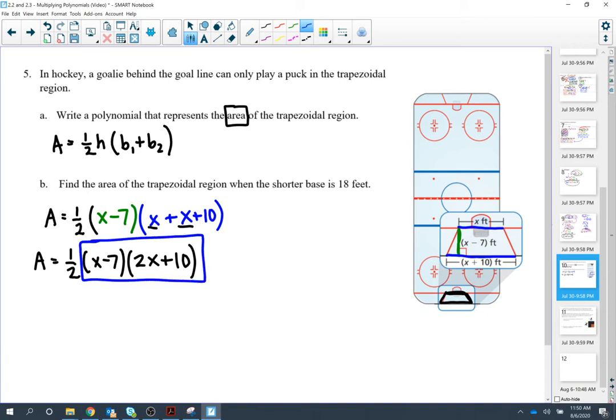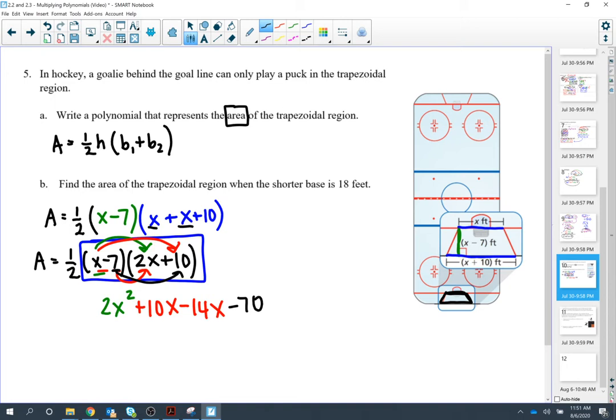So instead of multiplying with the 1/2, I'm going to multiply these two. Remember I said you can only multiply 2 at a time? We don't have a rule for multiplying 3 at a time. So instead of doing the first 2, we're going to do the last 2. In order to do that, we're going to distribute. So x times 2x is 2x squared. x times 10 is 10x. Negative 7 times 2x is negative 14x. And then negative 7 times 10 is negative 70.